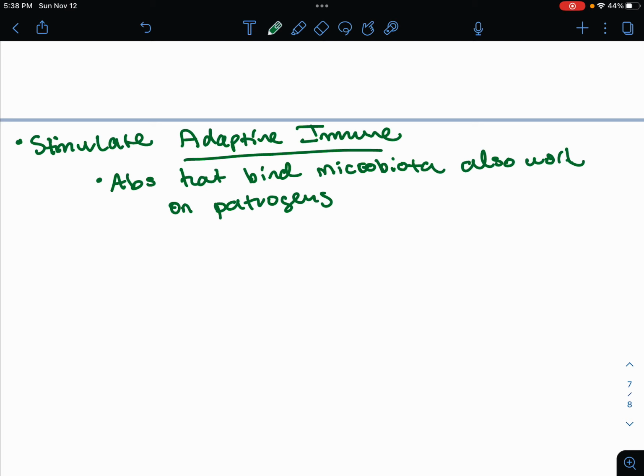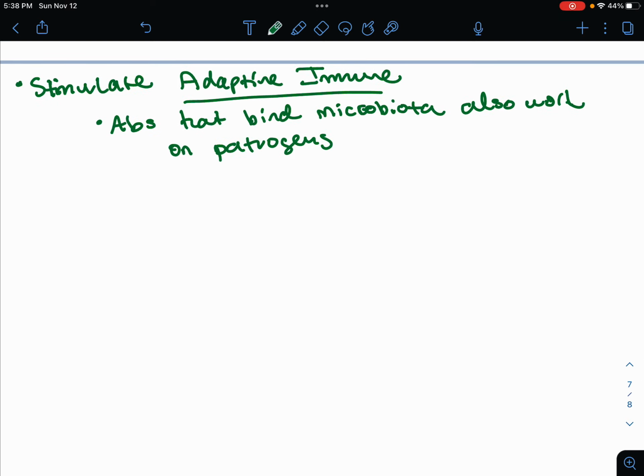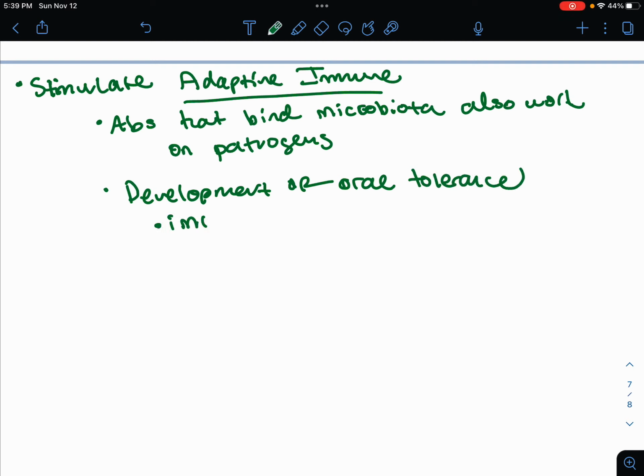So, for example, mice in a microbe-free environment have underdeveloped mucosal-associated lymphoid tissue, or MALT, because they don't have that stimuli from the normal microbiota, so therefore they can't use these MALTs. There's also going to be oral tolerance. So the immune system will decrease the response to the microbes in the gut as well as the ones on food.